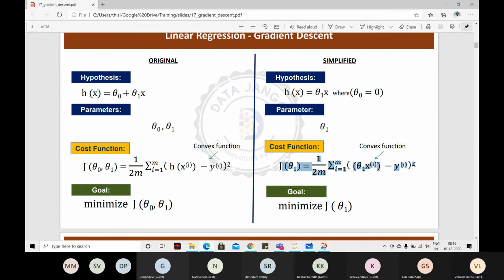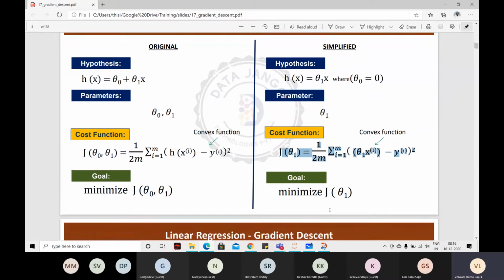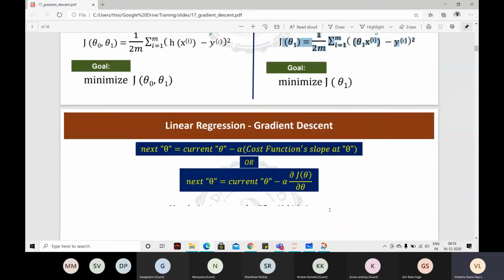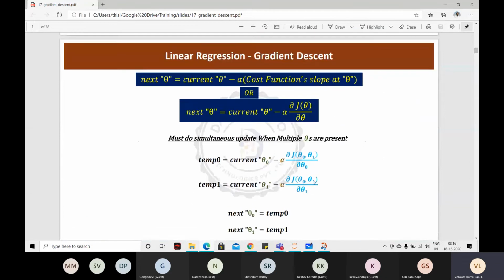So the goal of the algorithm is to minimize the error. That is one point I wanted to reiterate. The gradient descent formula is: next theta is equal to current theta minus alpha into the cost function's slope at theta. I'll talk about alpha at the end of the class. That's what we have seen so far: current theta minus alpha into cost function slope at theta.